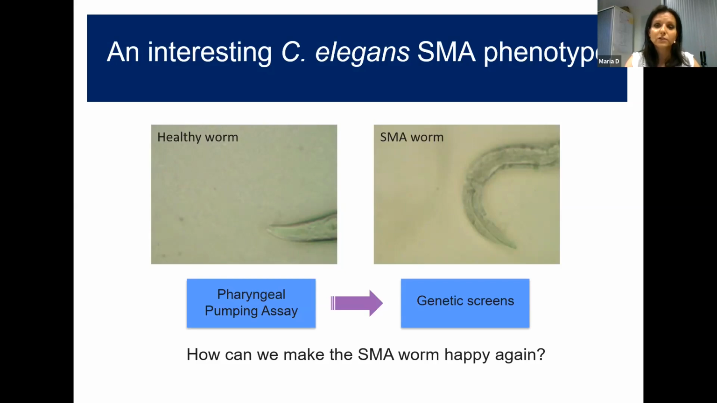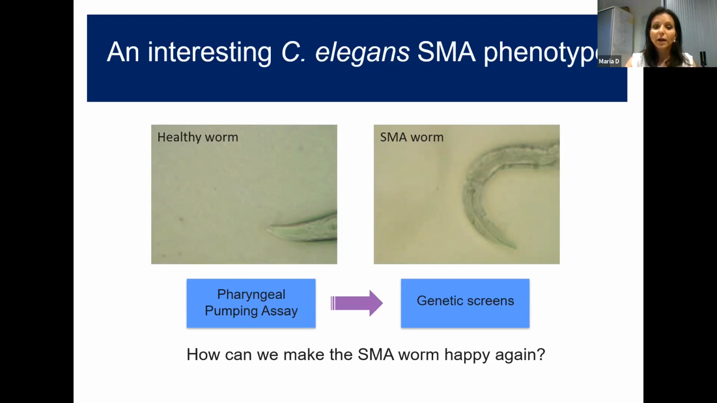What genetic screens mean is that if I inactivate a gene that causes a specific phenotype, I've got the advantage of using C. elegans: I can inactivate, for example, 20,000 genes one by one if I have a very nice automated readout, and find out which gene, when I inactivate it, will make my worms happy again.